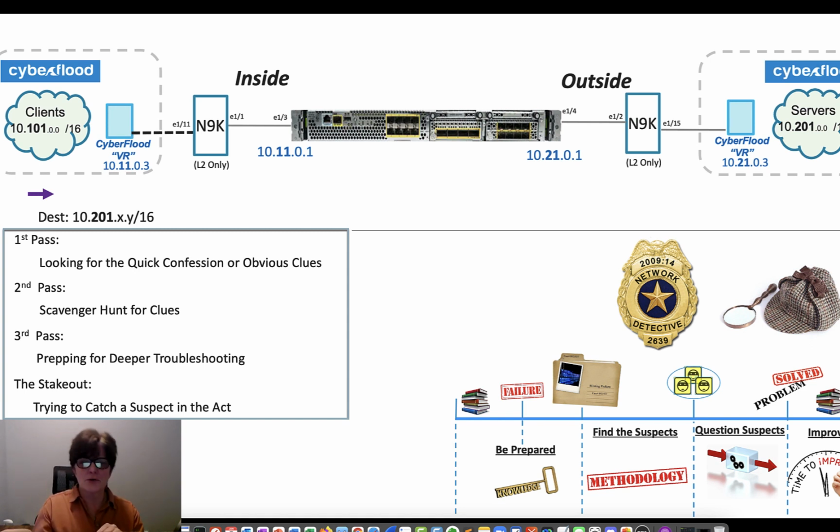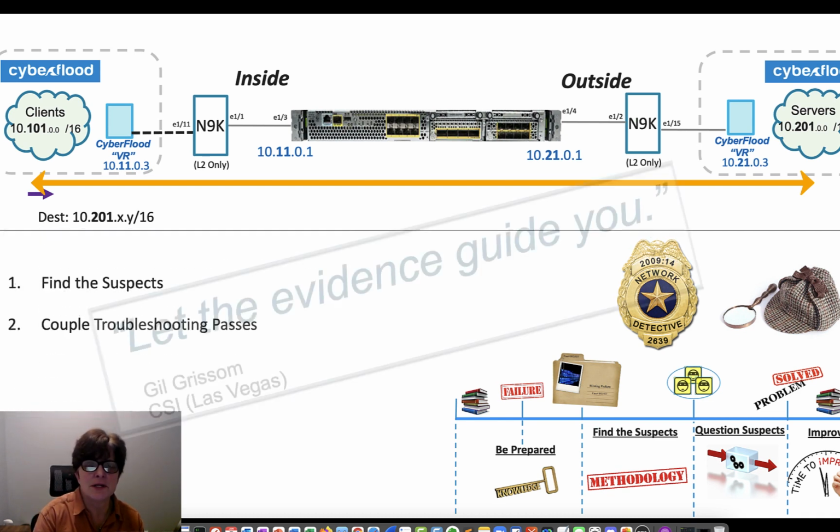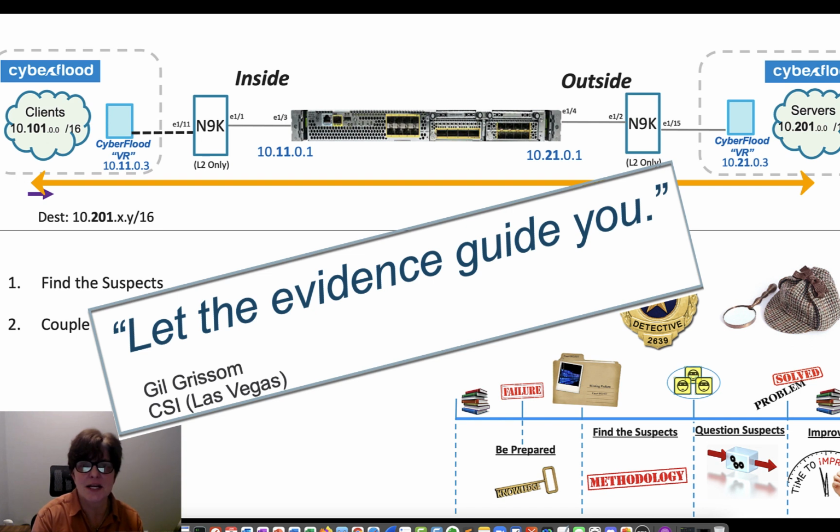Once I do the first troubleshooting pass, I'm trying to take this whole network, and I don't want to be in each place, so I'm trying to figure out which parts of the network seem to be calling me. Gil Grissom in the CSI series would say, let the evidence guide you. So I'm looking for evidence to guide me into where I want to go.